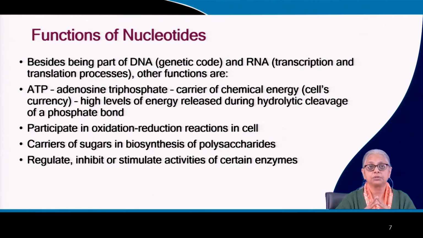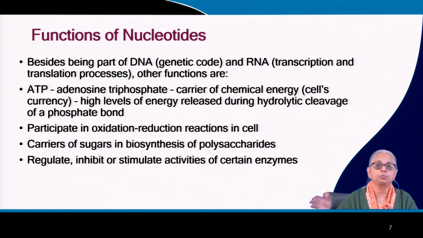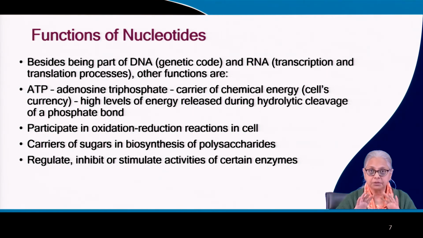What is the function of these nucleotides? I've already mentioned that DNA is the genetic code and RNA is what allows the proteins to be formed. So it has the transcription and translation processes going from DNA to RNA and RNA to proteins. So RNA is the intermediary. That is the basic function of these 2 nucleotides, nucleic acids. Then we also have ATP. ATP, as you know, is the currency, the cell's currency in terms of energy.